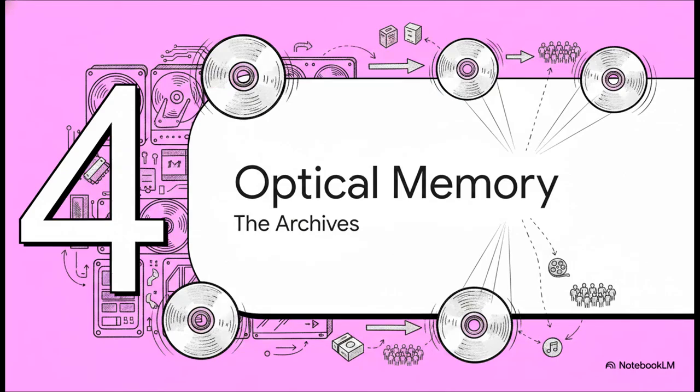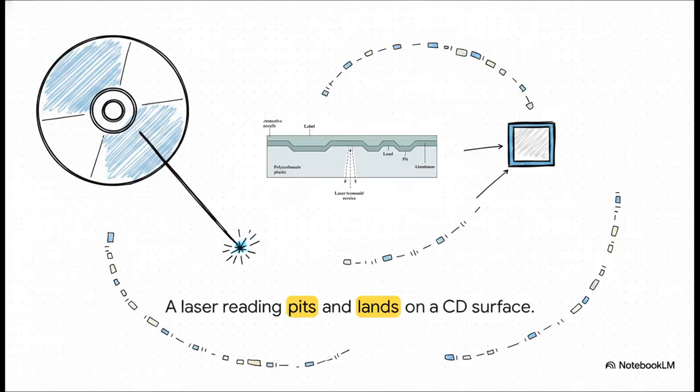Section 4. The archives, optical memory. Let's zoom out a bit from the internal drives of our computers and talk about removable media. How do we easily and cheaply distribute software, movies, or music to millions of people? Optical memory. Down at the microscale, optical memory works completely differently.